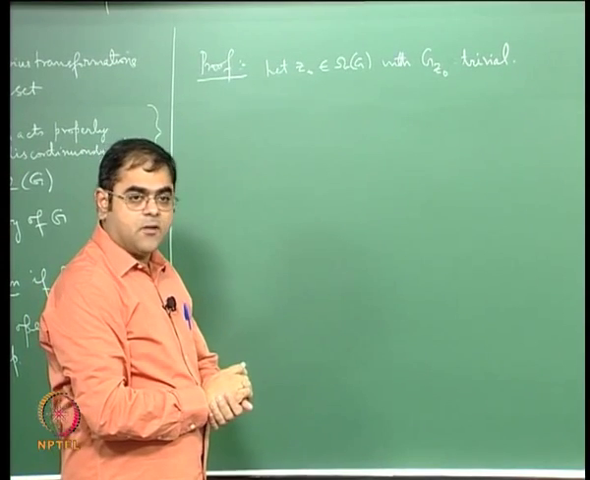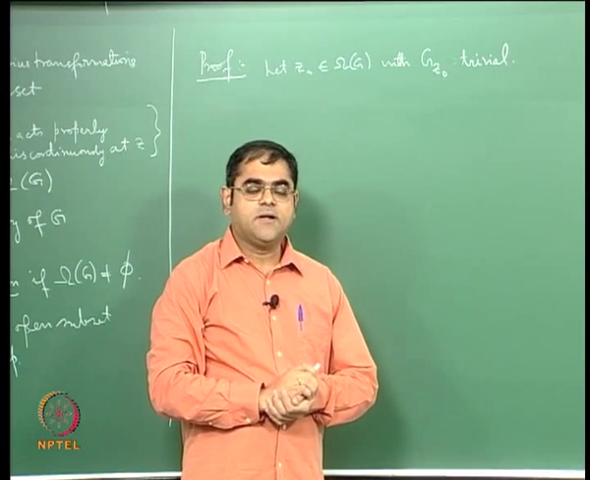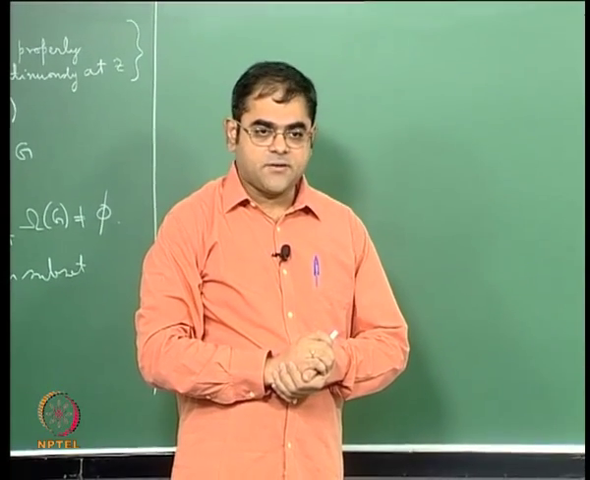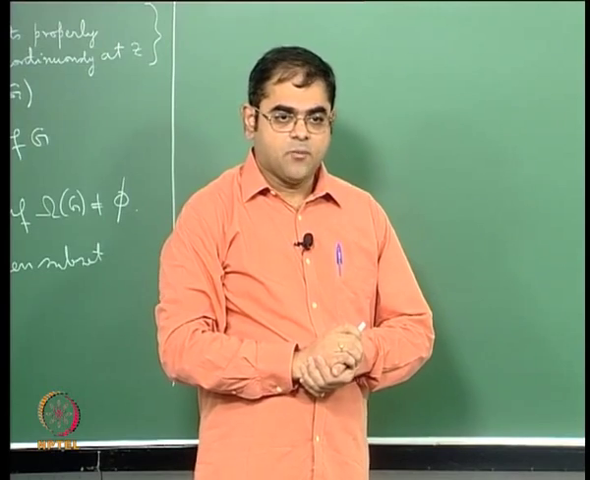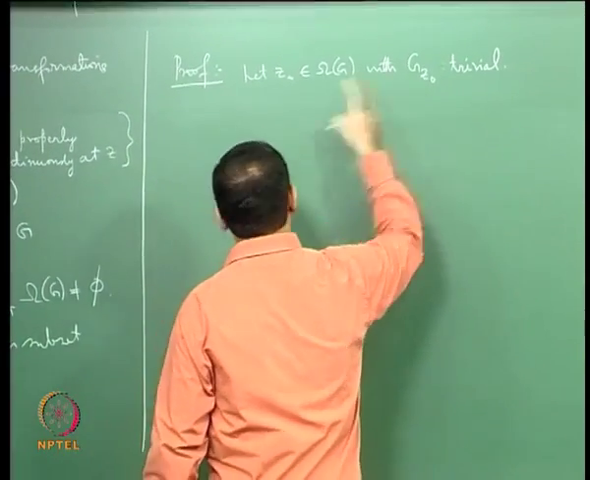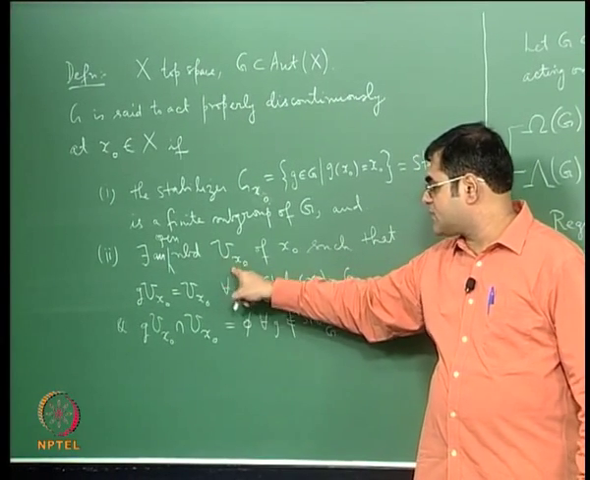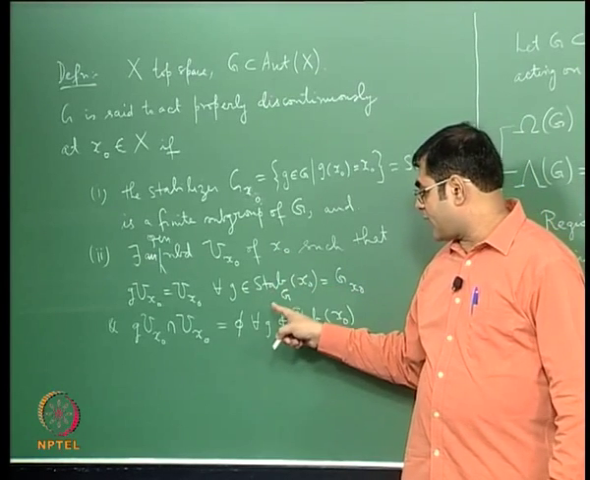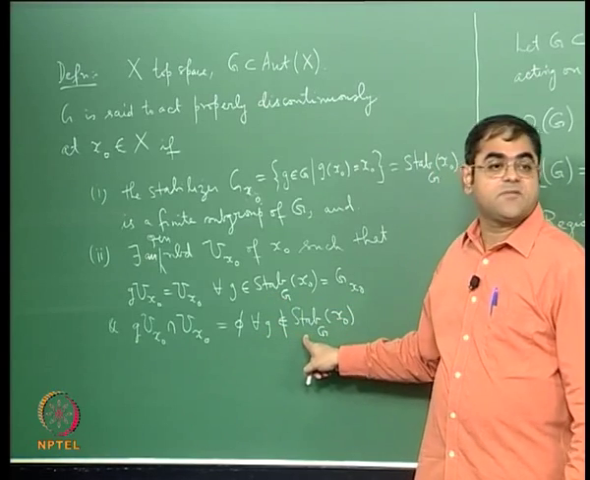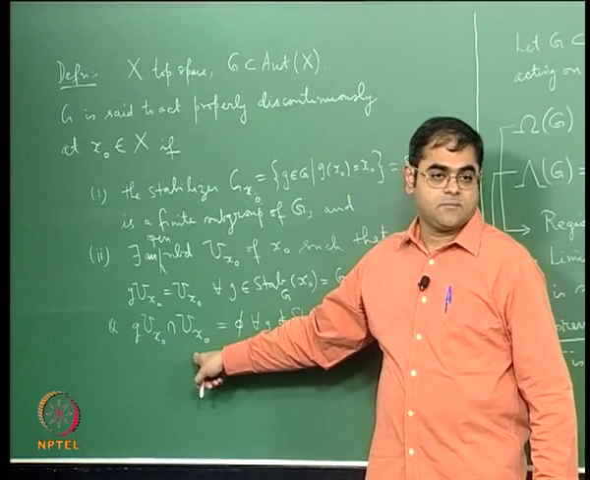So now it is very clear, if you think about it, that there is a whole disk surrounding Z0 at which the group will also act properly discontinuously and all the points will have trivial stabilizers. Why is this so? Because if the stabilizer of Z0 is trivial, you look at the second condition here: there is an open neighborhood U sub Z0 of Z0 such that for every G, mind you the stabilizer is trivial, that means for every G different from the identity, G times that neighborhood will not intersect that neighborhood.